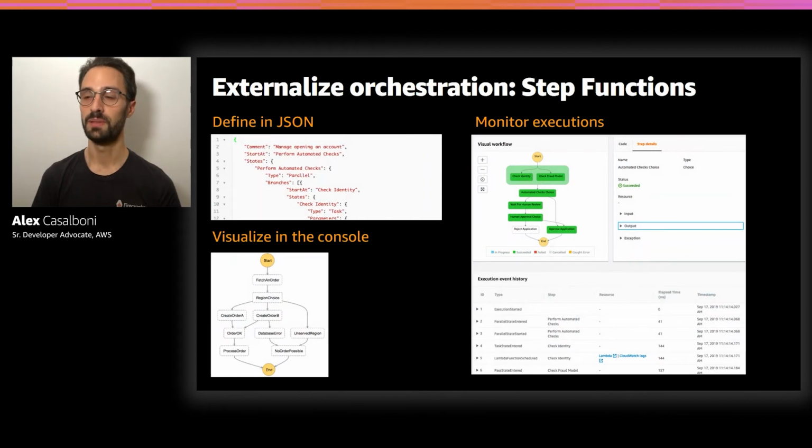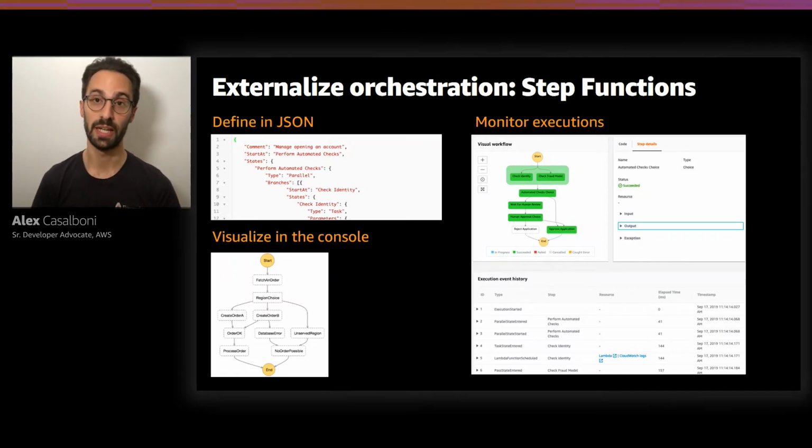Let me show you a few examples. This is how the function looks like. I talk about orchestration. You define your state machine in JSON format. This is Amazon States Language. You can visualize it in the console or even in your IDE. For example, for VS Code, you can just visualize it without leaving your IDE. And then you can monitor executions in the service user interface or even via API.